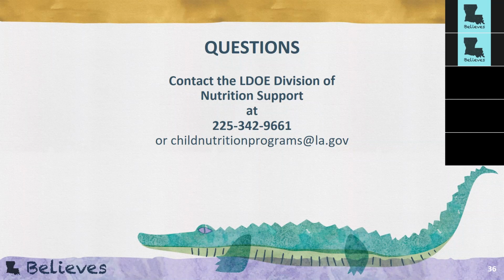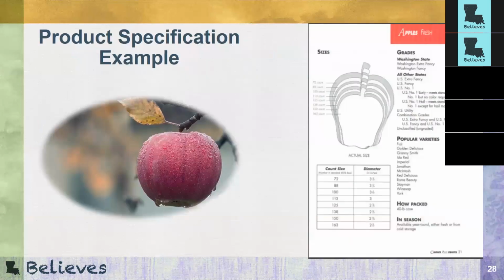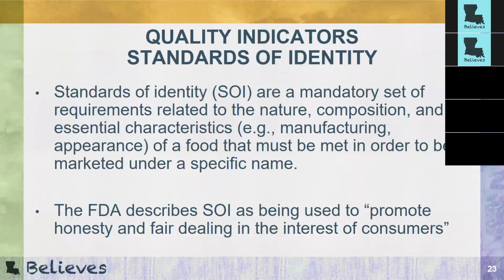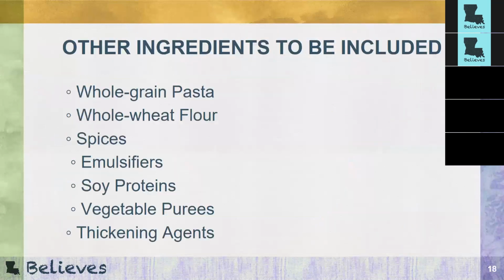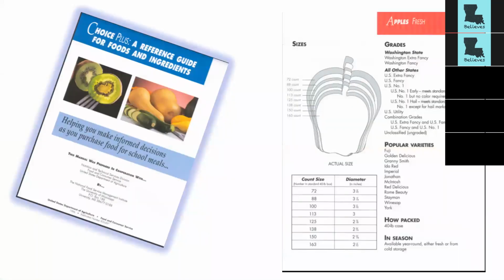Oh, a question did come in. What was the name of the reference guide? That would be the Choice Plus reference guide. It's one that I use frequently when writing bid specifications. Like I said, it's old, and sometimes it's hard to find online. But if you have a hard time finding it online, then give me a call or shoot me an email, and I'll guide you to it.